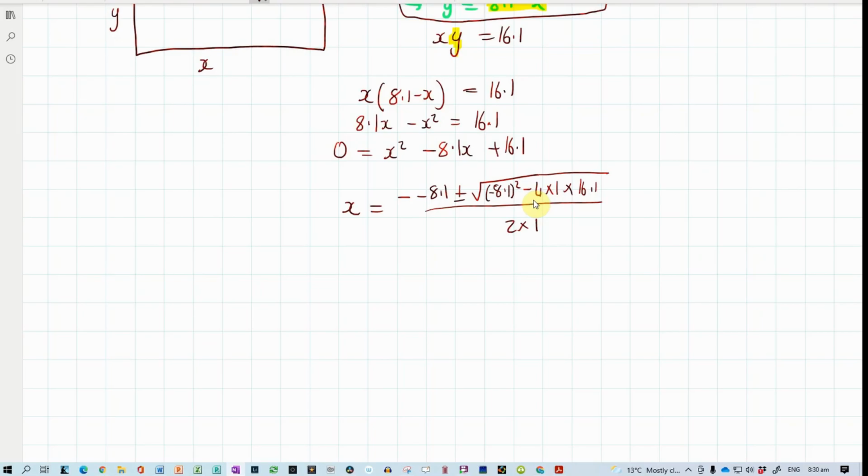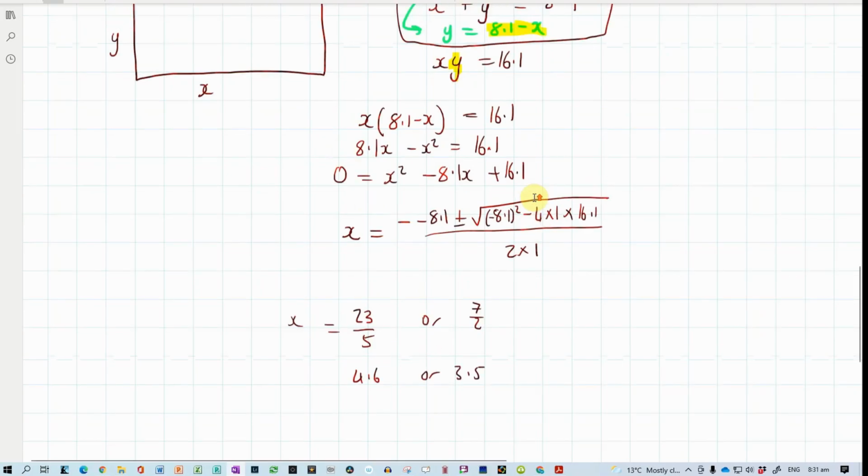Okay, well, I'm getting 23 over 5. Or the other one is 7 over 2. So 3.5 or 4.6. So 4.6 or 3.5, the values for x.